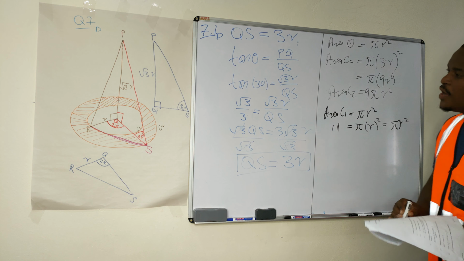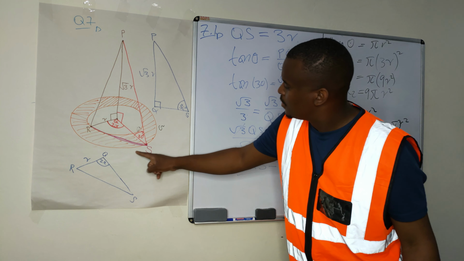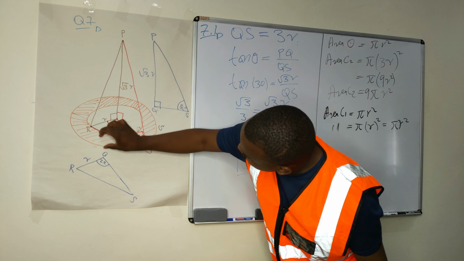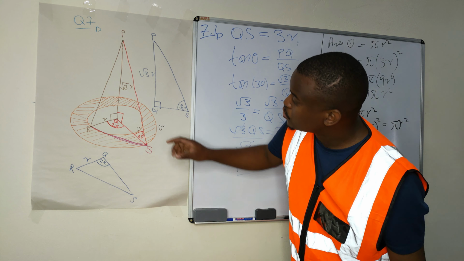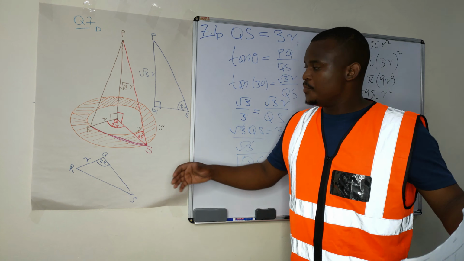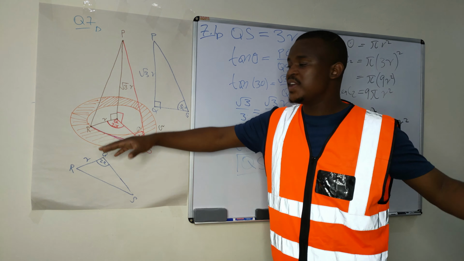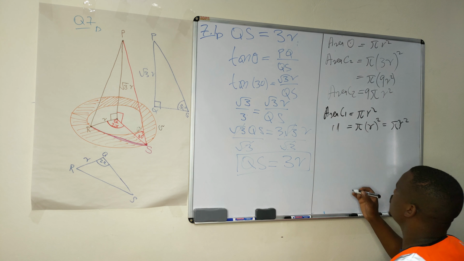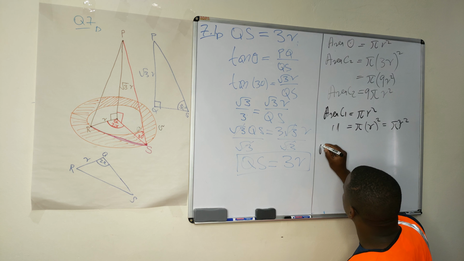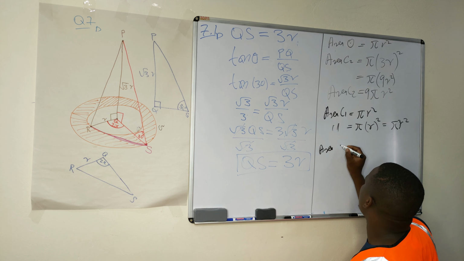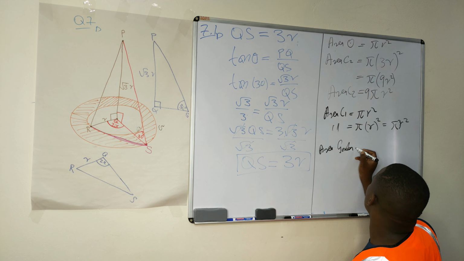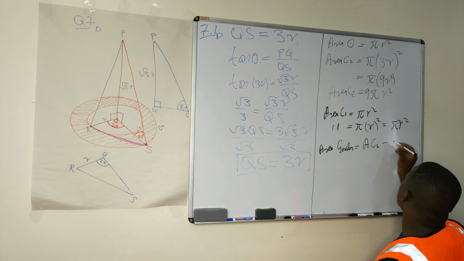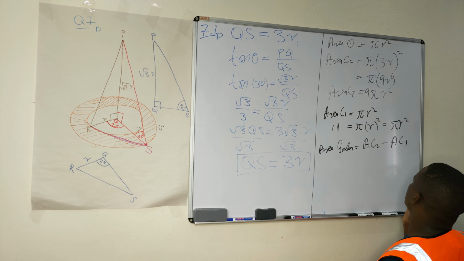So now you have the area of the big circle and the area of the small circle. You want the area of this strip between the two. To do this, you must remove the area of the small circle from the big circle so that you are left with this part only. So you say, okay, the area of our garden will be equal to area of C2 minus area of C1.